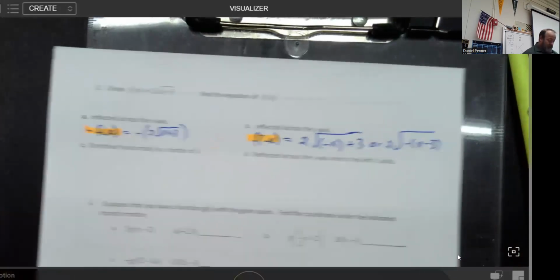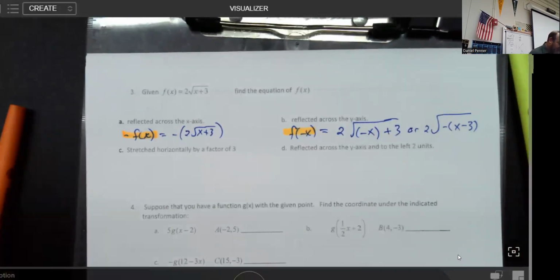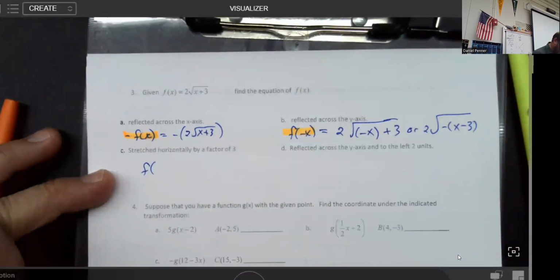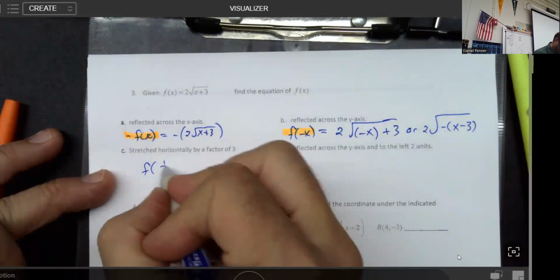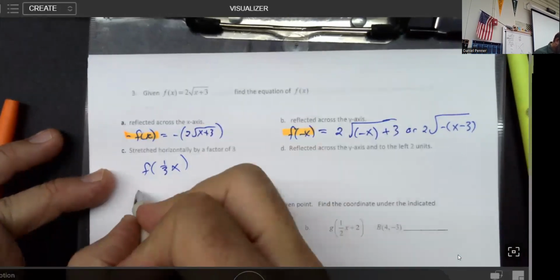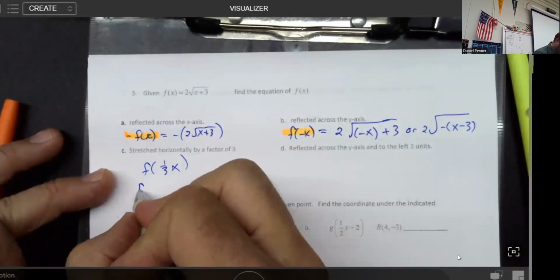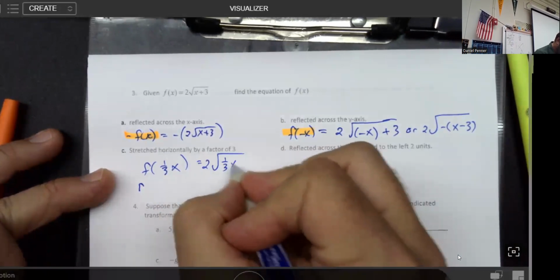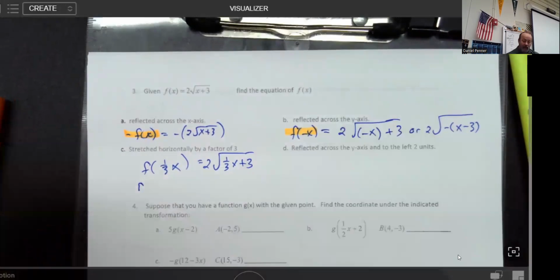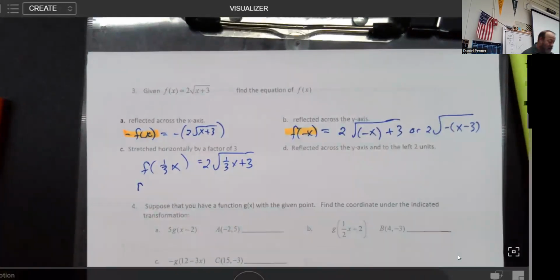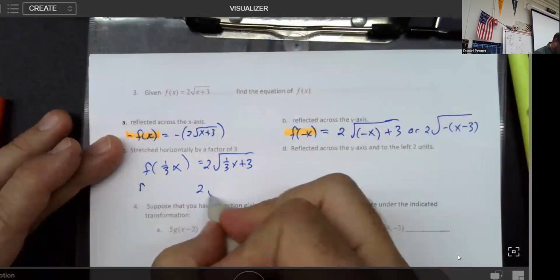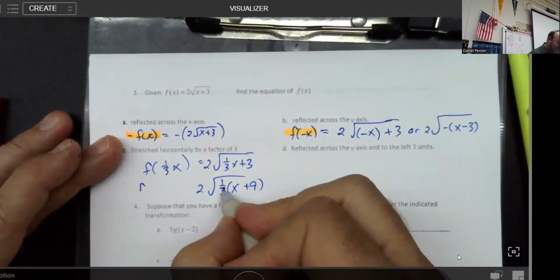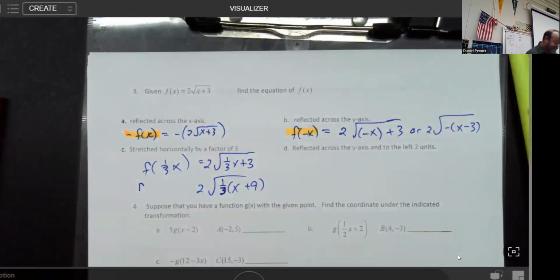If we wanted to stretch the thing horizontally by a factor of 3, that means I need to replace all the x's with a 1/3 x. So I'm going to have f of 1/3 x would be 2 times the square root of 1/3 x plus 3. So notice that I just replaced the x with 1/3 x. Again, don't leave anything attached to x, so it would actually be nicer if we could rewrite it that way.